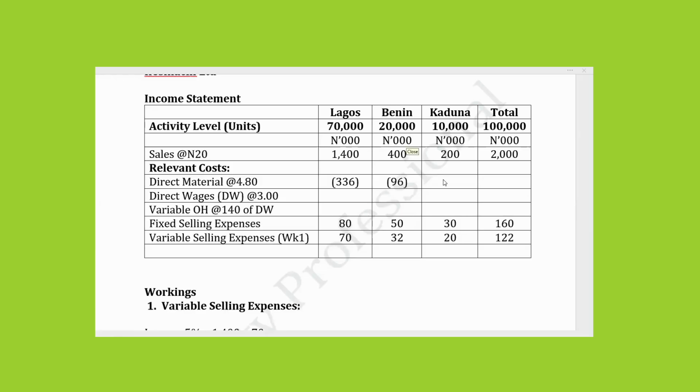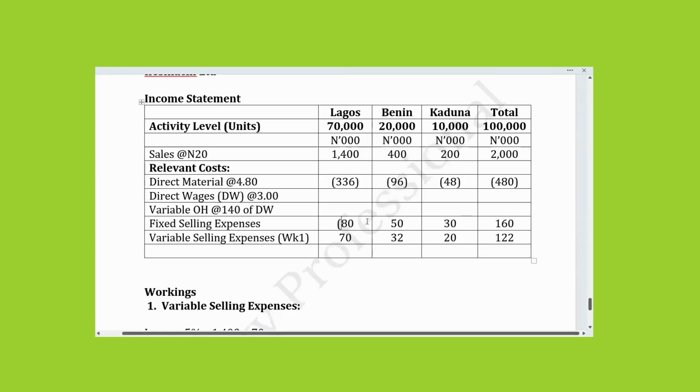So go ahead. For Kaduna, 48. So total, 480. Yeah. So direct wages, 210 for Lagos.